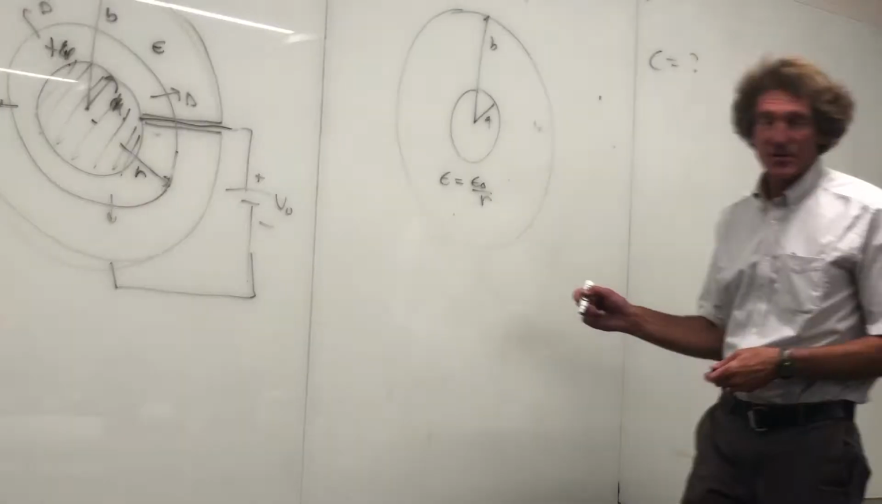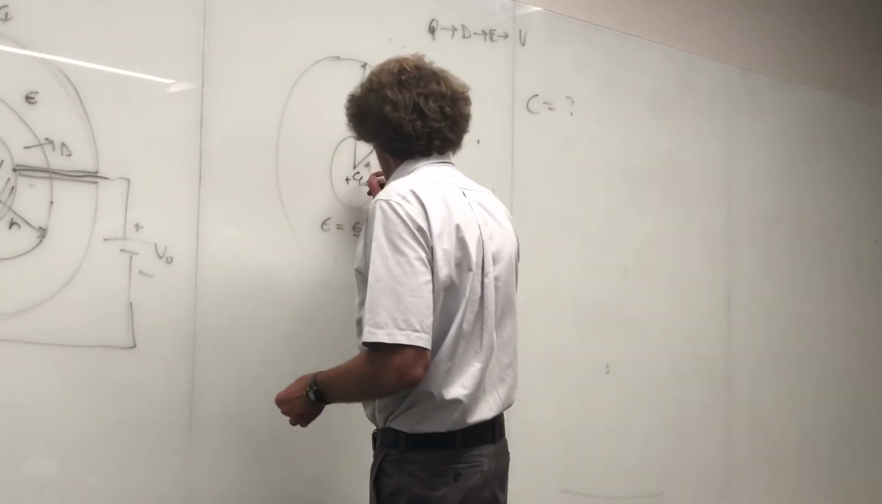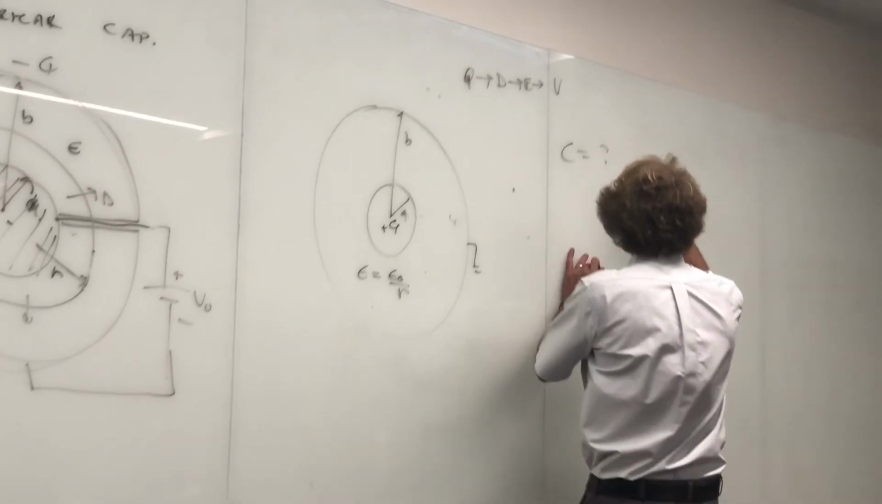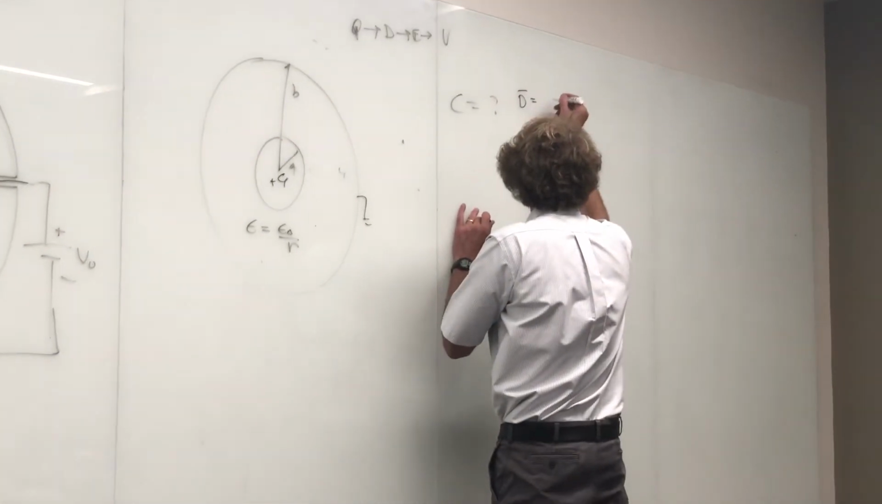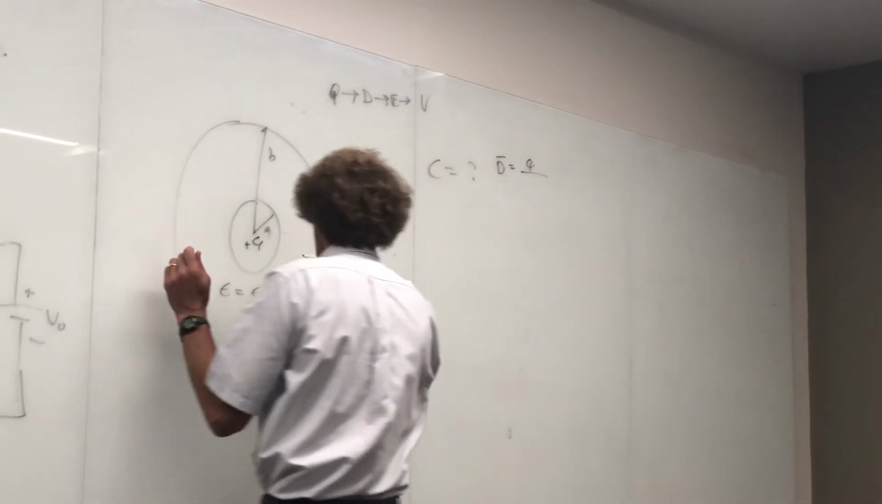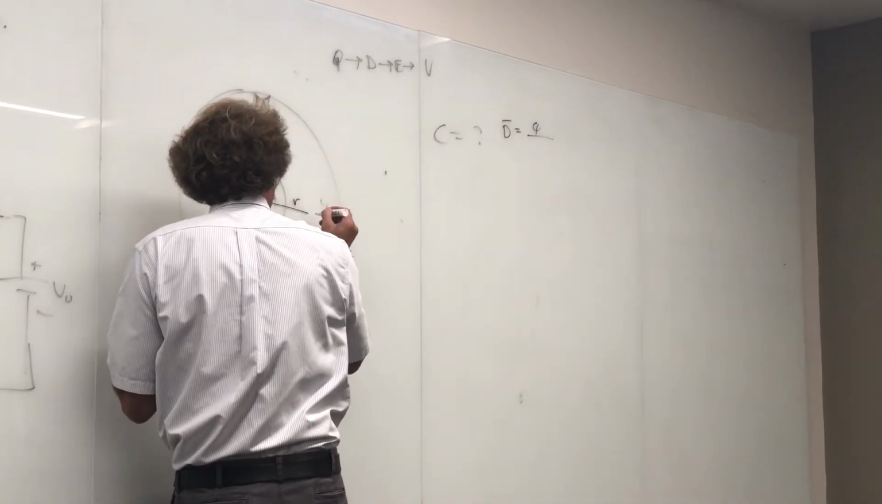We're going to assume a plus charge on the inner one. That means the outer one is grounded, right? Once I do that, I have the D field here equal to Q over what? Anywhere between, if I'm at a distance R, what's the D field?